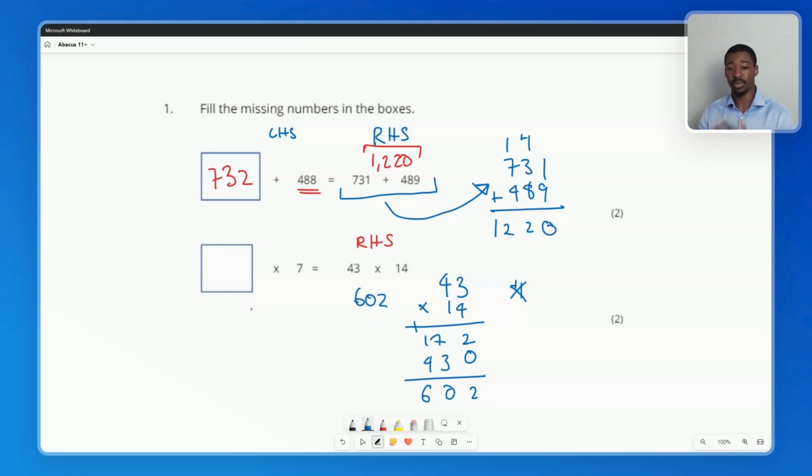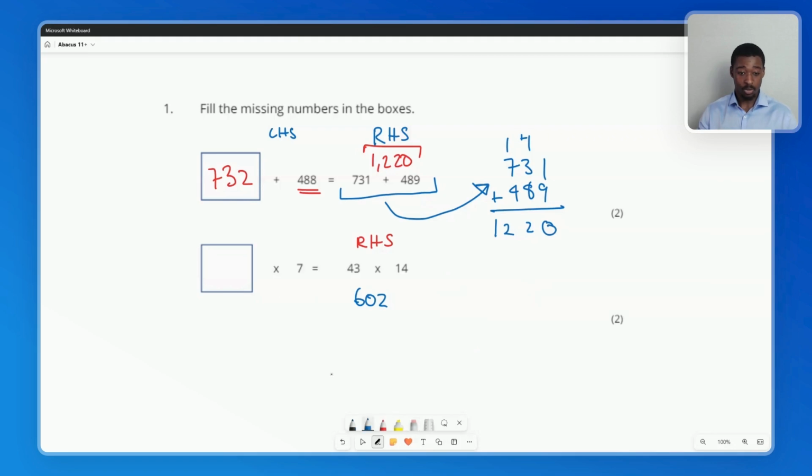So something times 7 is 602. We work out that something, if we make it a bit more clear, by dividing both sides by 7. This will leave us with question mark equals on its own, which is what we want. So 602 divided by 7. Let's do it. Well, 7 doesn't go into 6, so we do 7 into 60. Well, use our times tables. We know that 7 times 8 is 56. So it has to be 8.